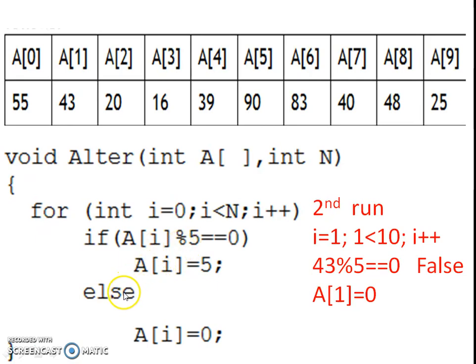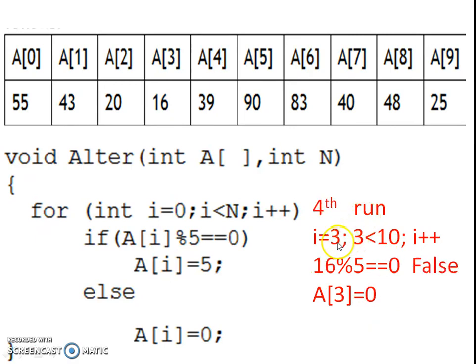So when this condition is false, it will enter the else part and it will execute whatever is written for this else part. Here it is written a of i, 0 should be assigned. So in a of 1, 0 will be assigned, and here instead of 43 it will become 0 in our second run. Now in the third run, again i is equal to 2, 2 is less than 10, which is also true, and 20 is stored in a of 2. 20 divided by 5, remainder is 0, that is true. So instead of this a of 2, where 20 was stored, 5 will be stored in our third run.